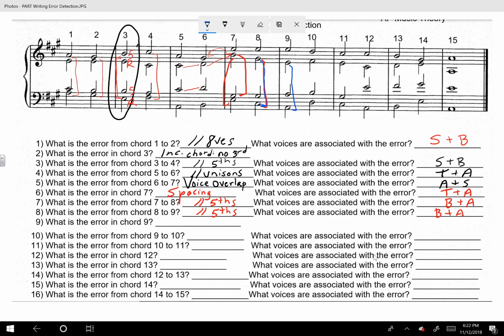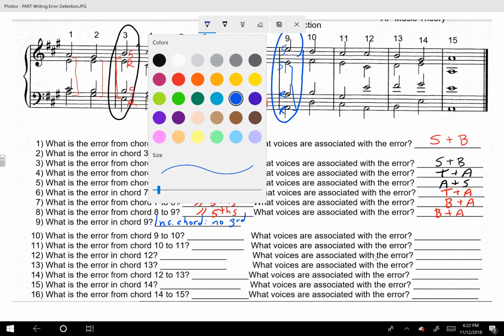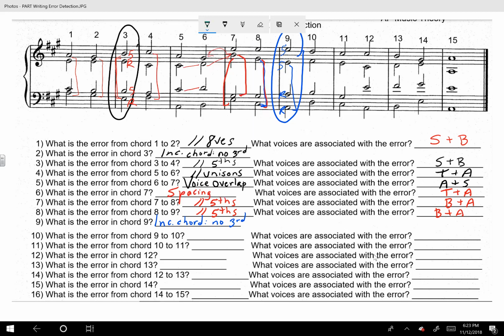Number 9, what is the error in chord 9? Here's chord 9. Root, fifth, fifth. That's an incomplete chord. There is no third. Let's change colors again. Going with green.